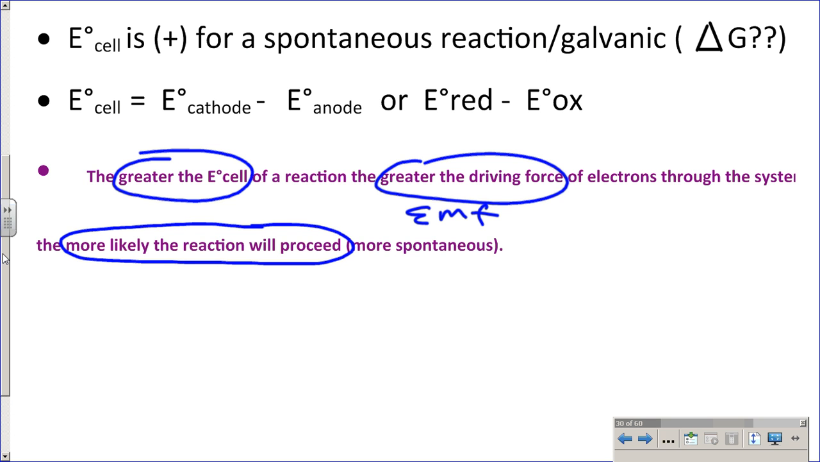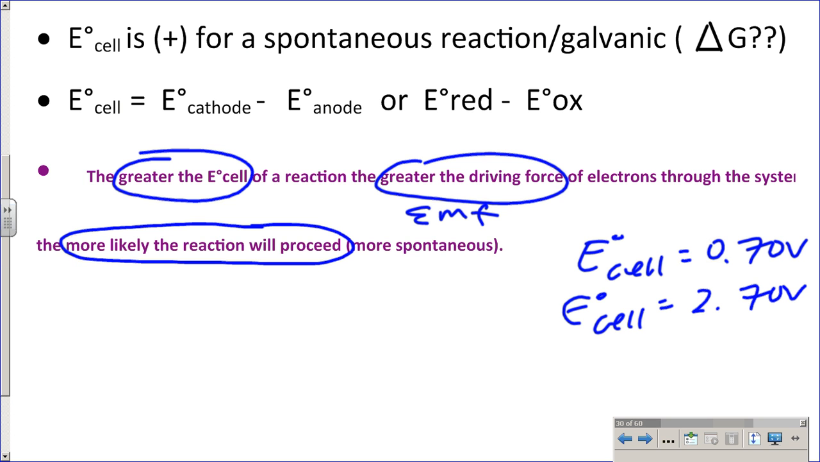So if you have an E cell of one reaction that might be 0.70 volts, and you have another E cell that's 2.7 volts, then you're going to say the larger E cell means it's a larger driving force, which means it's more spontaneous than the other. So these are all directly related. E cell gives free energy, electromotive force, spontaneity in the forward direction, or thermodynamically favorable in the forward direction. So they're all talking about going forward, because we've set it up that way.